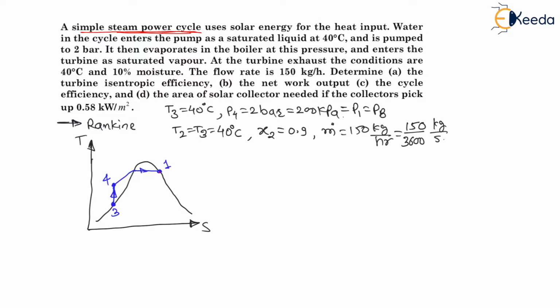Therefore actual turbine expansion is represented like this, right? It is represented like this, and here there will be 2, and temperature at 3 and 2 is the same. Therefore 3 to 2 is a straight horizontal line. Therefore the point 2 we will find here, and the condition at 2 is given, that is temperature at 2 is 40 degrees Celsius and quality at 2 is 0.9.